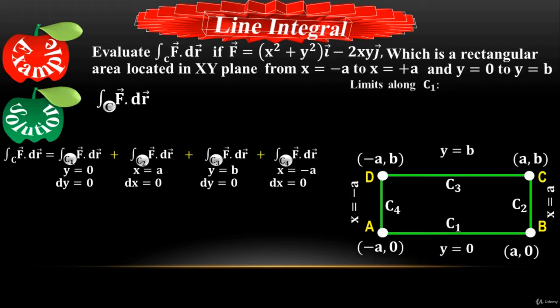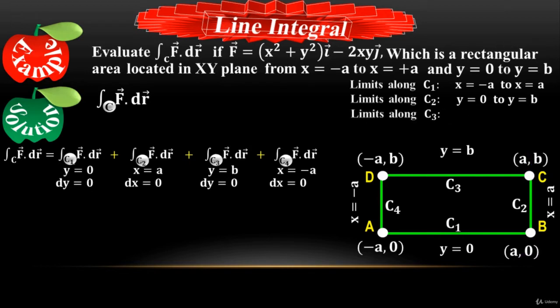Limits along C1. C1 is here, which is on the x-axis. So the limits will range from x equals minus a to x equals a. And limits along C2. C2 is here, which is along the y-axis. It ranges from y equals 0 to y equals b. Limits along C3. C3 is also along the x-axis. So it ranges from x equals a to x equals minus a. It goes in the anti-clockwise direction. And limits along C4. C4 is here, which is along the y-axis. Ranges from y equals b to y equals 0.